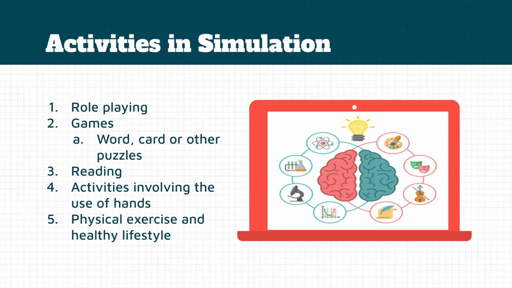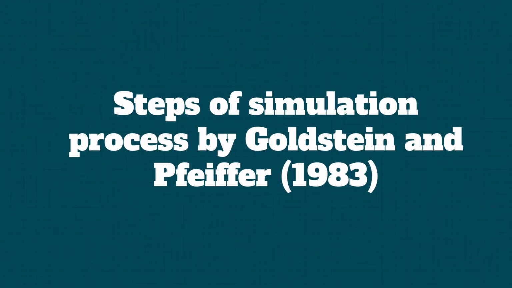Fifth, physical exercise and healthy lifestyle. Maintaining a healthy lifestyle is vital for improving your memory. Just as our muscles need exercise to grow, so do our brains. Aside from eating healthy, getting a sufficient amount of sleep, and maintaining stress levels, it is important to remain physically active.